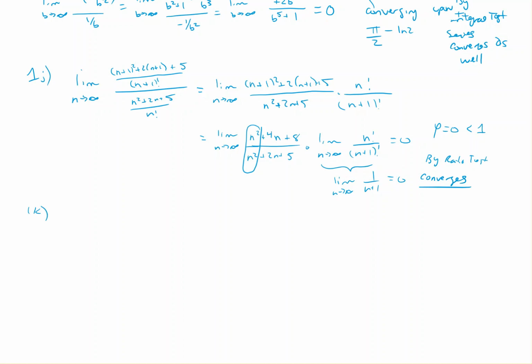Now, when you're looking at those, I've got to tell you, the ratio test is often your best bet when you have factorials. They can get kind of challenging sometimes, but the ratio test is my first bet. When I see a factorial, it's my first bet.